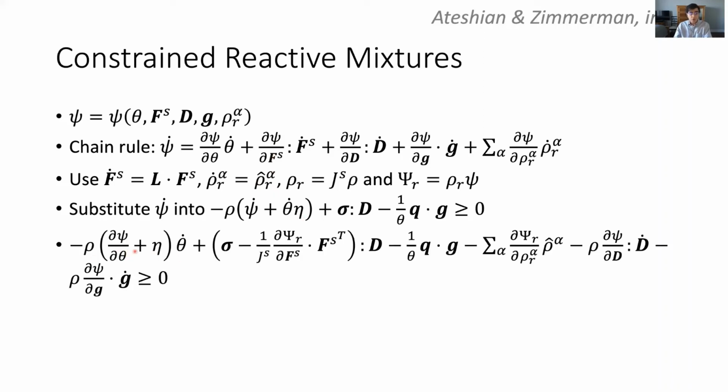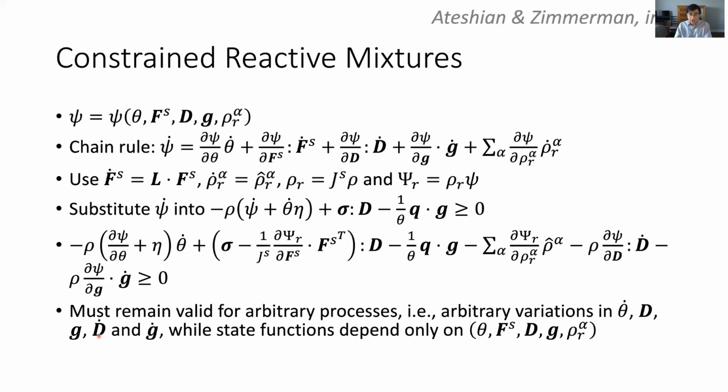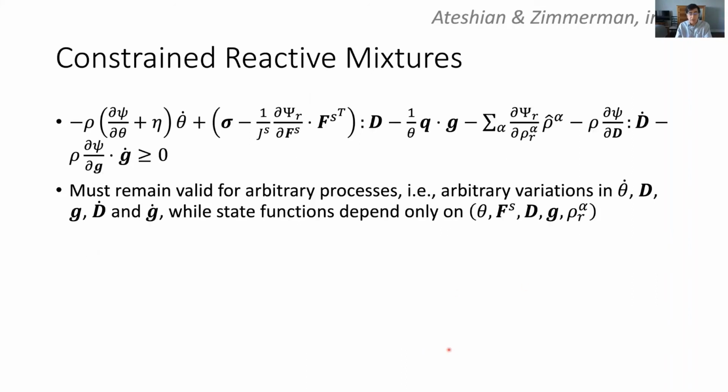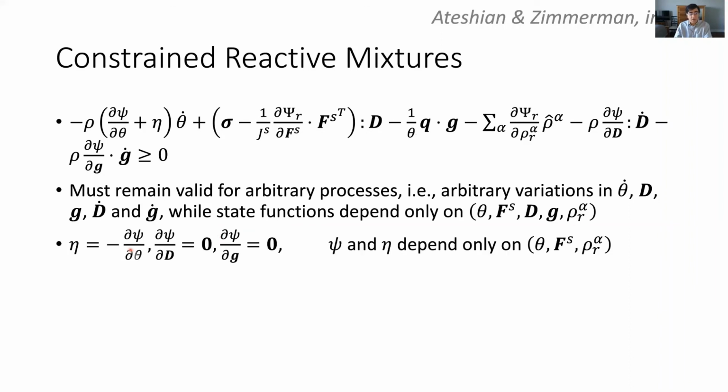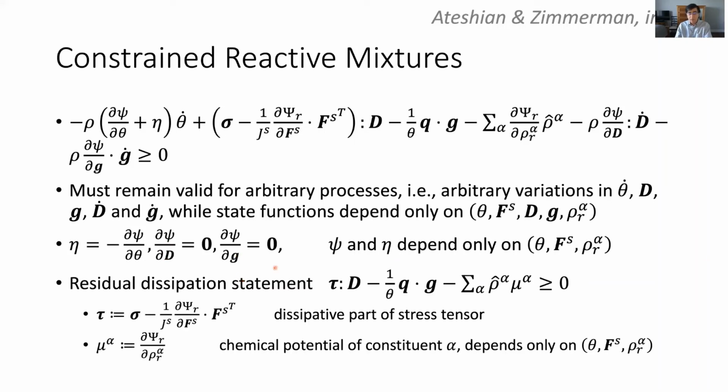As usual, you're going to conclude that eta is the negative partial of C with respect to theta. And you're going to conclude, actually in this case, that for arbitrary variations in D dot and G dot, not only do you get eta as this, but the free energy cannot depend on the rate of deformation, nor can it depend on the temperature gradient. You are now left with a residual dissipation statement.